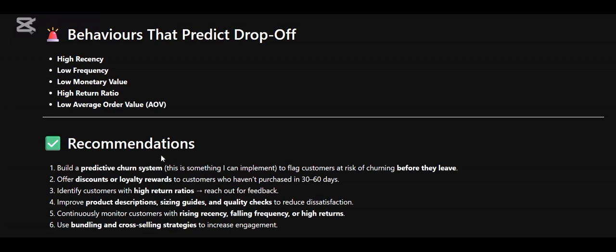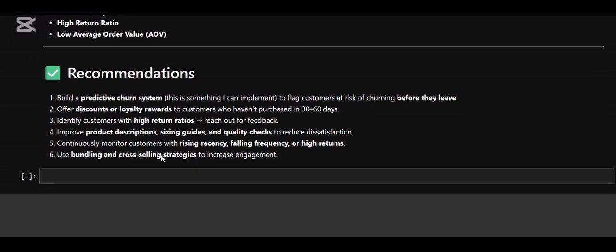So the recommendations I came up with: the first one is to build a predictive churn system. This is something I can do, by the way, and this system is supposed to identify customers that are going to churn based on past data sets. So for future reference, we know which customers are going to churn, and we are able to address them before they churn. That is the very first recommendation, which is very important.